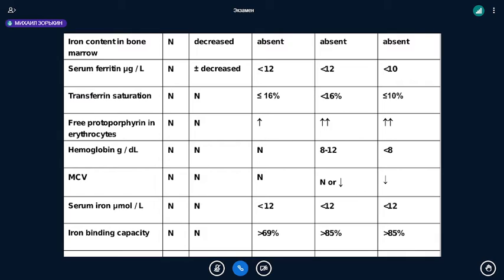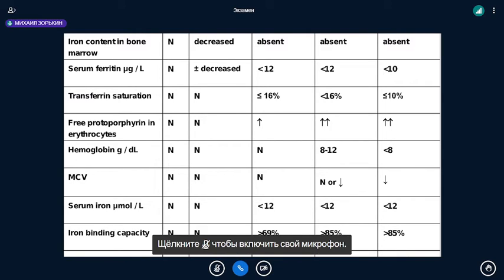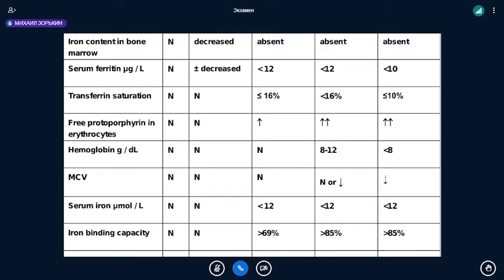Transferrin saturation will be normal. Hemoglobin is not decreased because bone marrow is functioning normally, considering previously stored iron. MCV is normal, serum iron is normal, TIBC is normal. There is only increased iron absorption, if we can detect that. So the prelatent stage is the very beginning. In time, the latent stage will come.